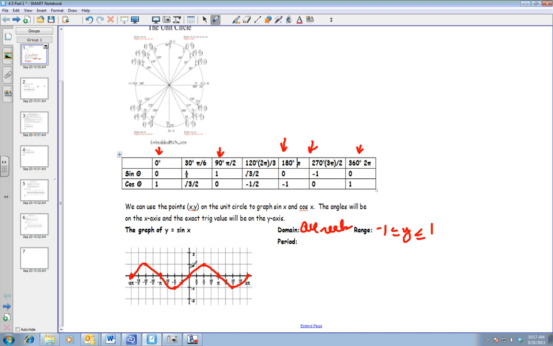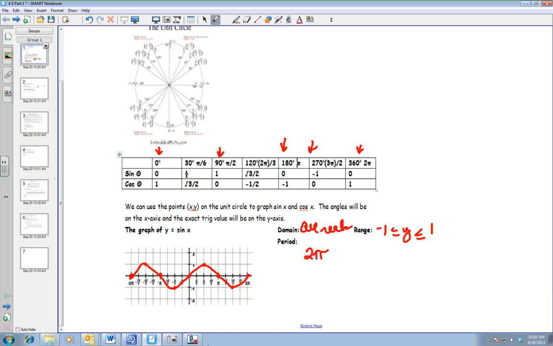Okay, or I can look at this. If I start here at 0 and go to 2 pi, and if I kept going, this curve would keep repeating itself over and over. You see from -2 pi to 0, it's the exact same graph as 0 to 2 pi. Okay, so my period for sine is 2 pi.